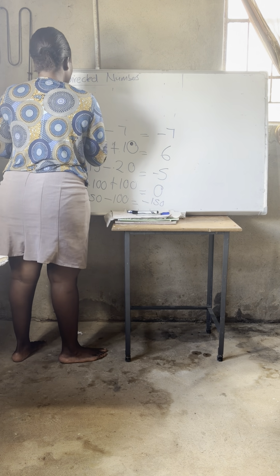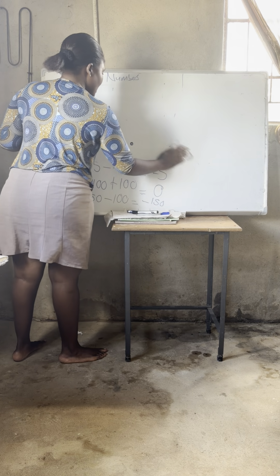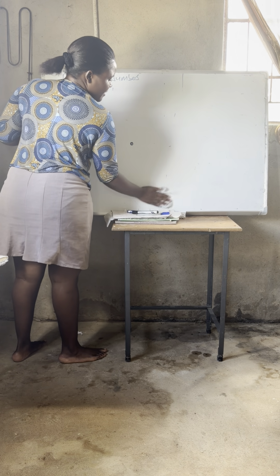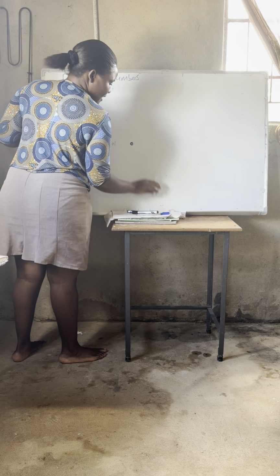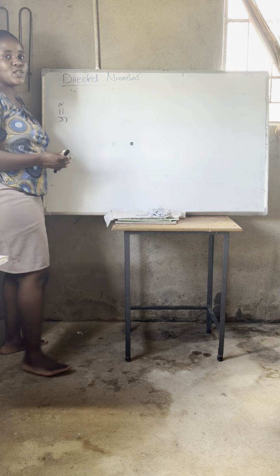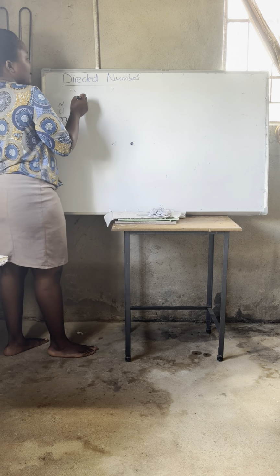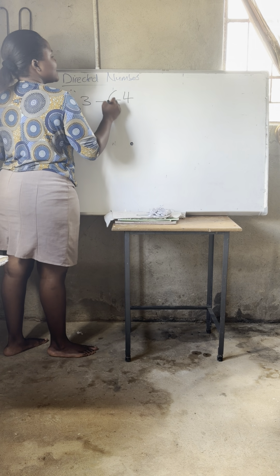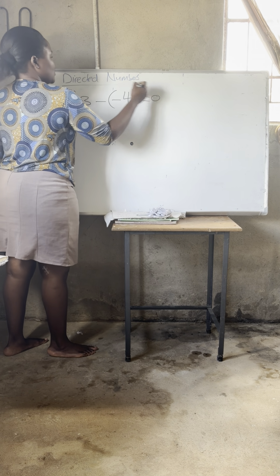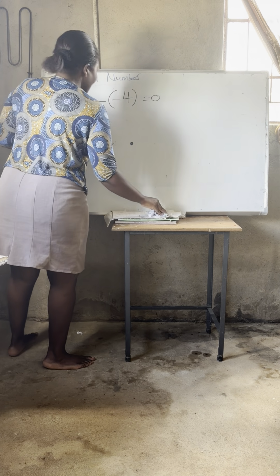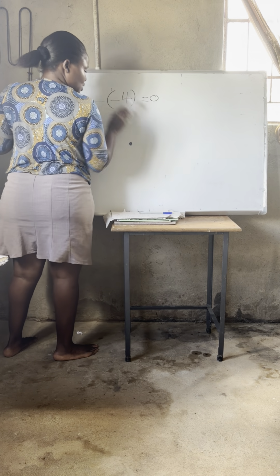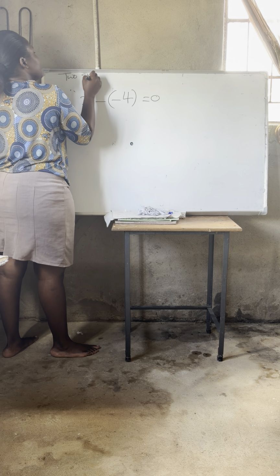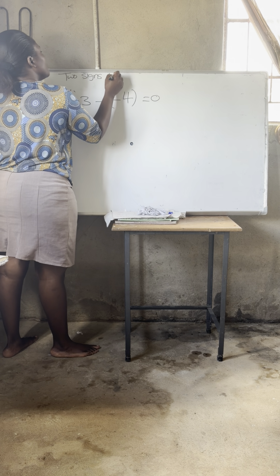Now, there are sometimes you might be given two signs together. If two signs are written together, let's say you are given 3 minus 4. In this case, two signs together. Let me write a subheading: two signs together.